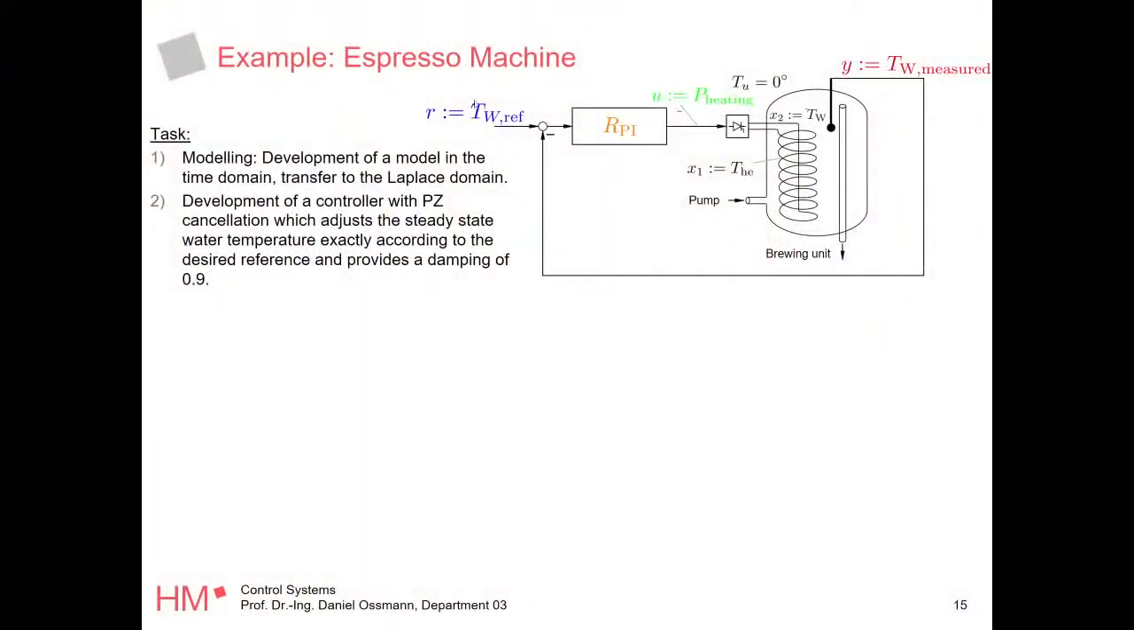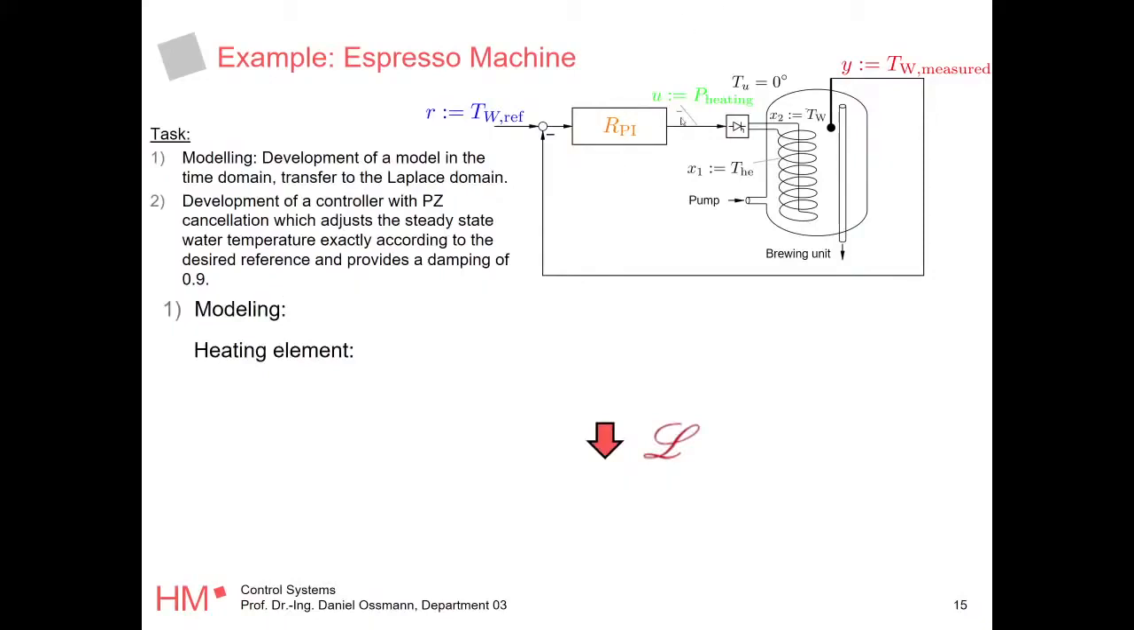So what we're going to do is model this espresso machine, and I actually show you what's behind this Simulink model, and then we're going to design a PI controller to get steady state accuracy and set the damping to 0.9. But first, we're going to start out with the modeling part.